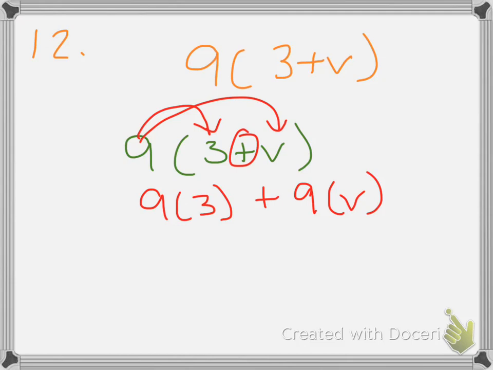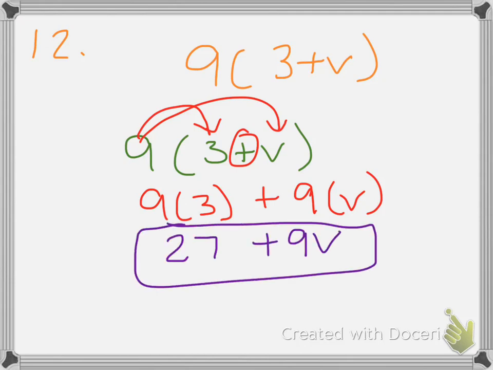So we have 9 times 3, which is going to give us 27, and we have 9 times v, which will give us 9v. Now remember again, you can't combine 9v and 27 because 27 doesn't have a v on it.